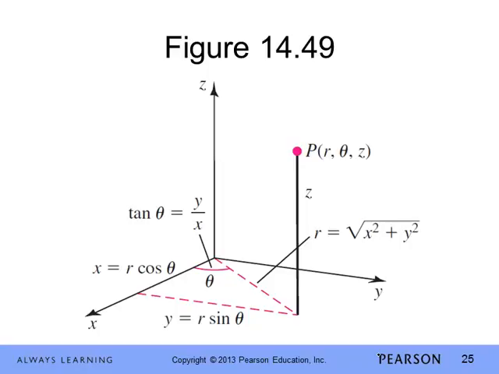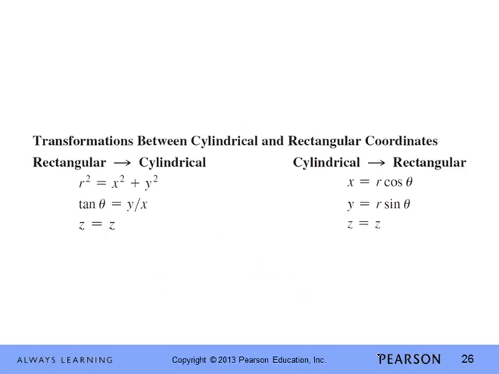Okay. So you can convert back and forth between the rectangular and cylindrical coordinate systems. All right, so there's the conversion. Any questions on that? It's basically polar coordinates, but together with the z coordinate.